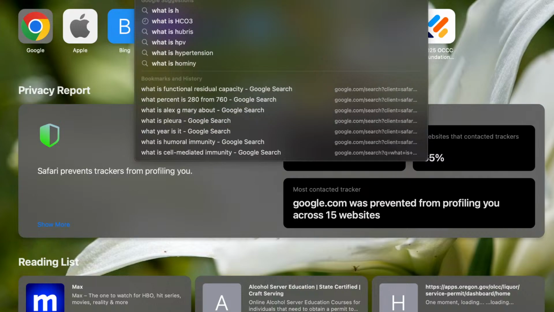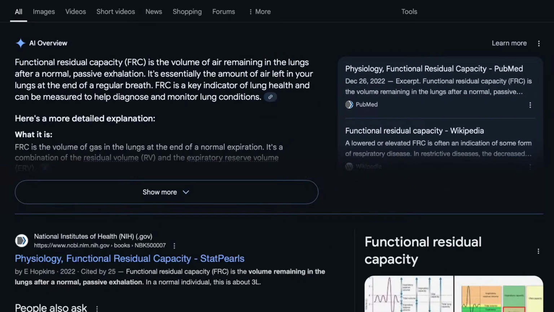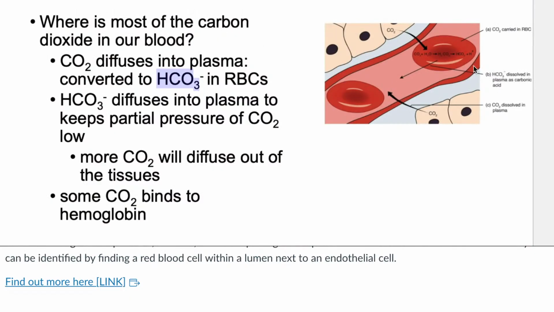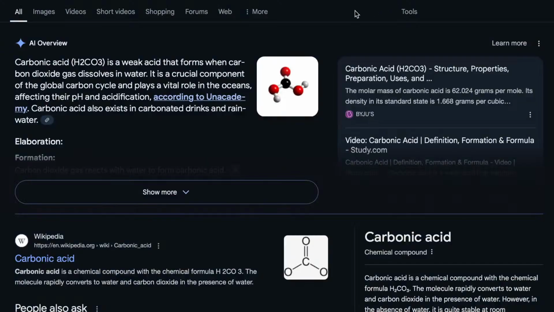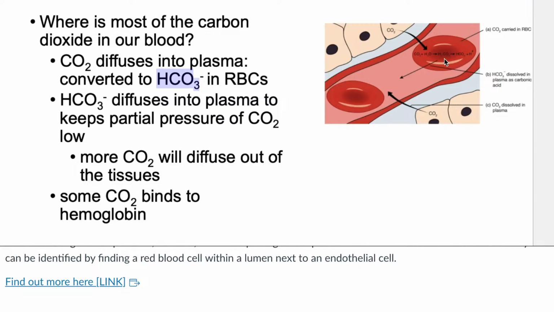What is H2CO3? Carbonic acid. So carbonic acid, Sam explained this to me. It goes from carbonic acid to bicarbonate, but it's not carbonic acid for a long time. It's a middleman here, but it's not as stable as the other two. So yeah.